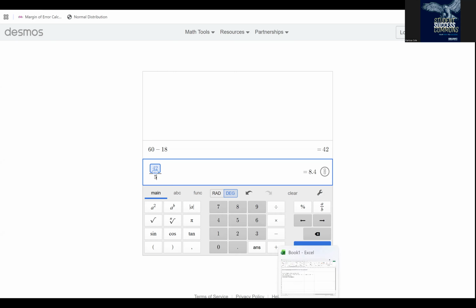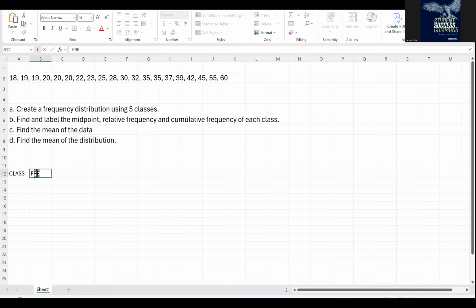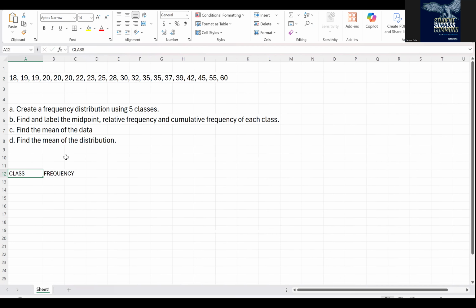And what that is going to mean is, let me show you. I'm going to write this down, class and frequency. Yeah, so I'll start labeling things. I'll make it look a little nicer later. There we go.